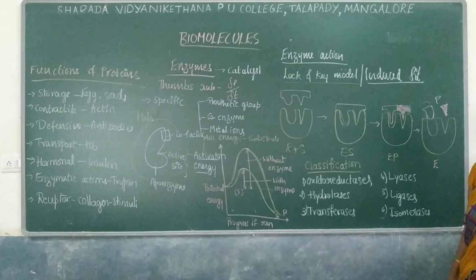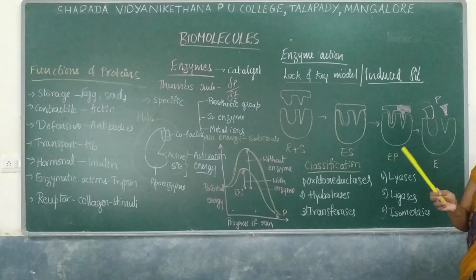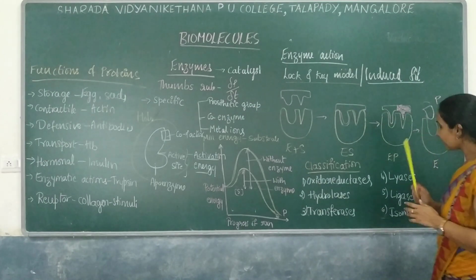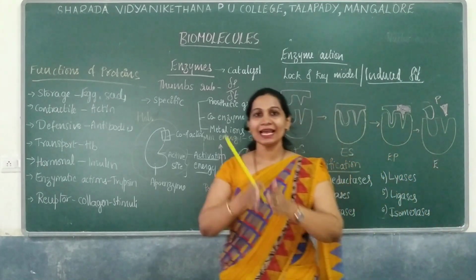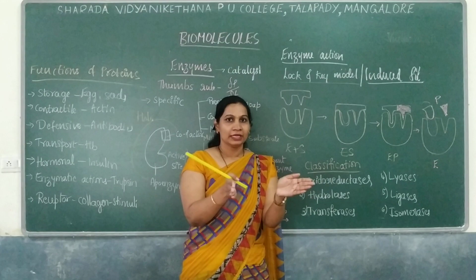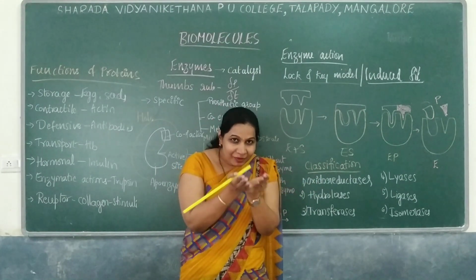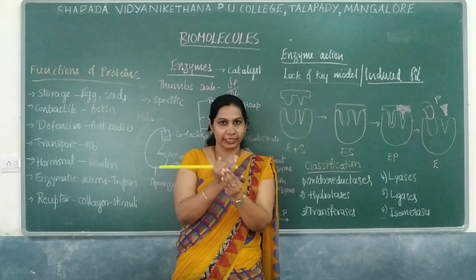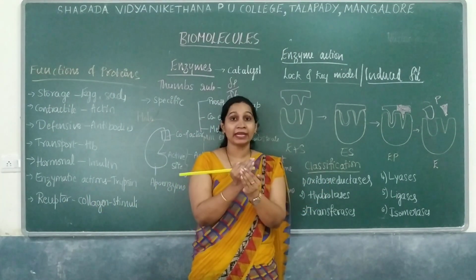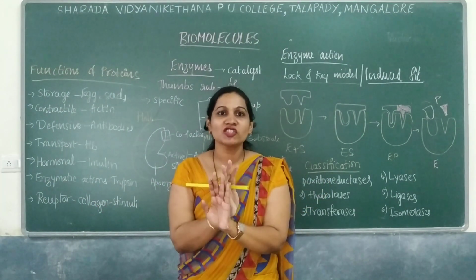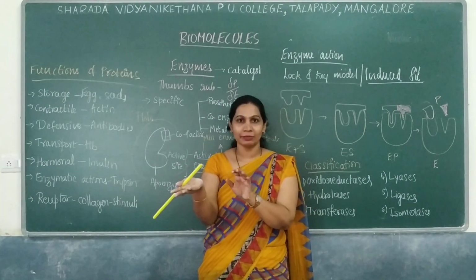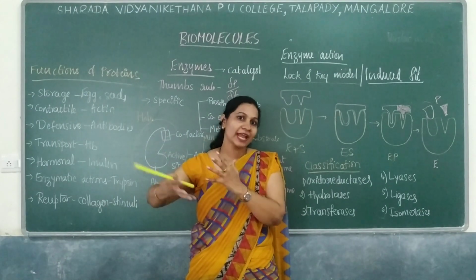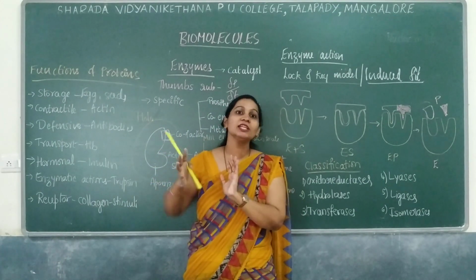Then lyases. Lyases are like a scissor. Ligases are like a glue. Lyases means reaction will be done by breaking. Ligases, reaction will be done by joining. And isomerases, geometry change. You know the mirror images. So that is the geometry change where the reaction will be done by the change in the geometry.